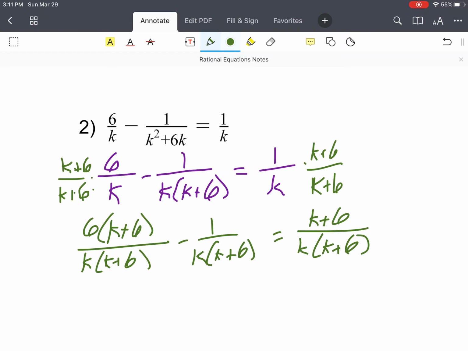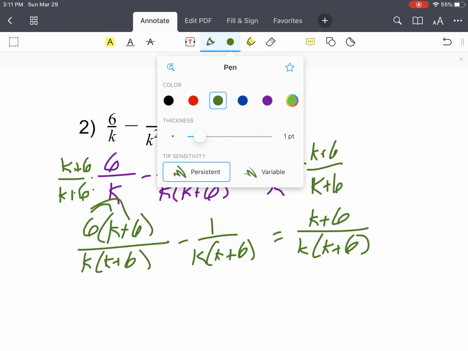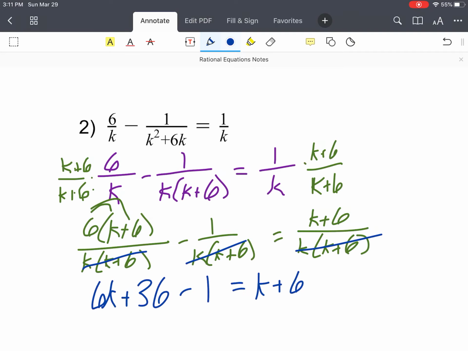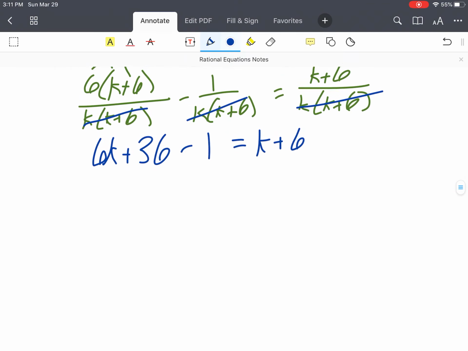Okay, so we got a common denominator. Now, hopefully it's obvious, and most of you probably could have done this in the same step, but you're going to want to distribute that 6. At the same time, let's realize that they all now have the same denominator, and we can forget about them. So I've got 6k plus 36 from distributing that, minus 1 equals k plus 6.